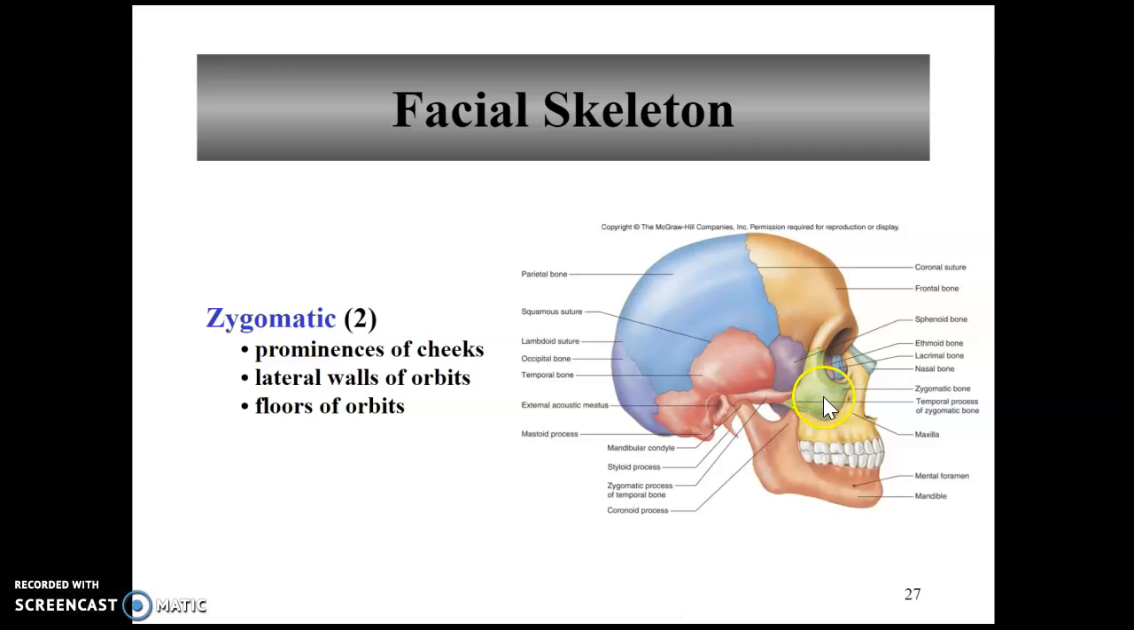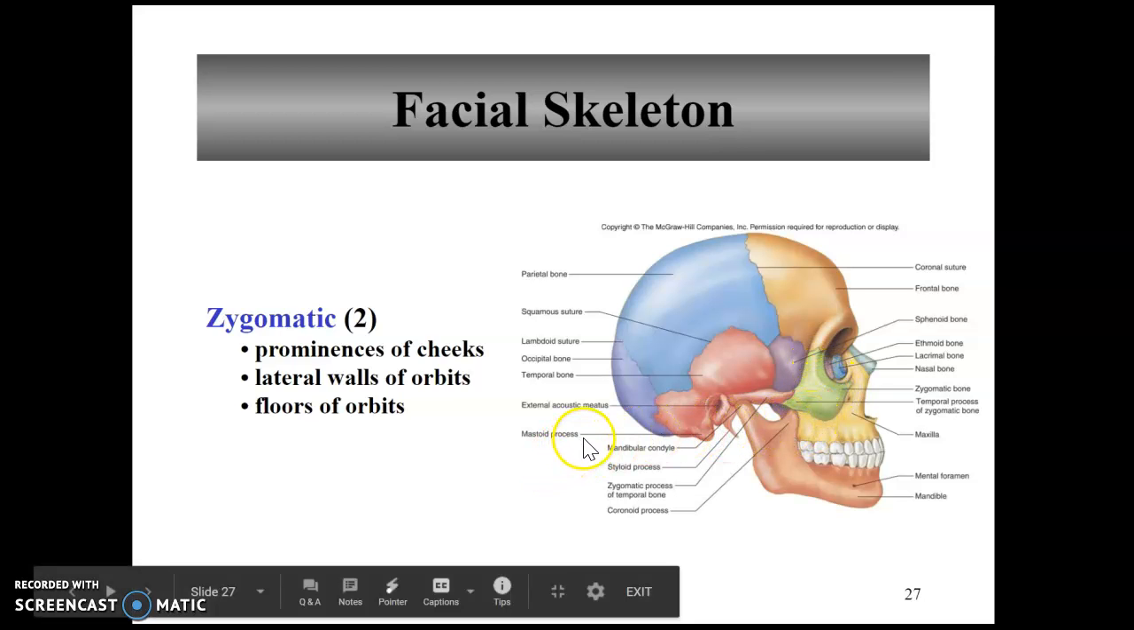And then you have your zygomatic bone, which are the prominences of your cheek. This green bone right here is your zygomatic. So that's what gives you the prominences of your cheek. It also makes up the lateral walls of your orbits, so your outside walls, and then goes under to make the floor of your orbits.